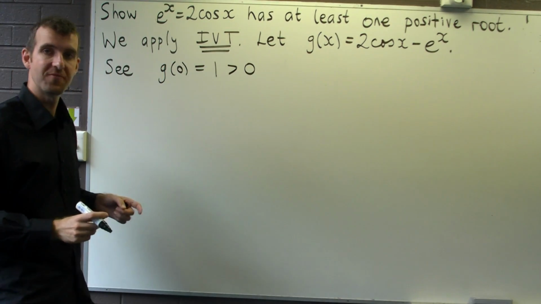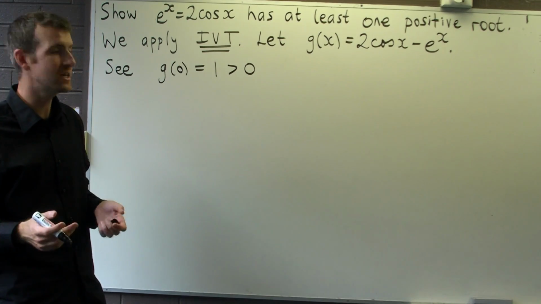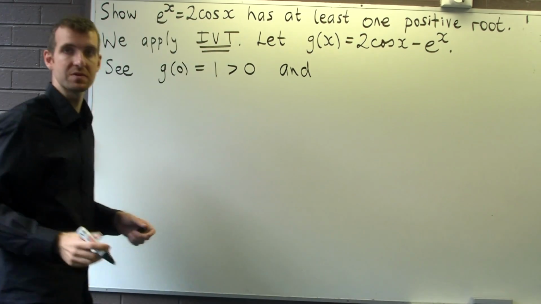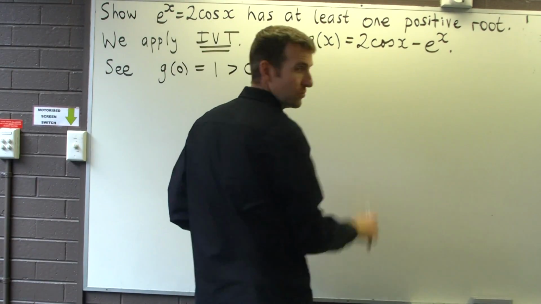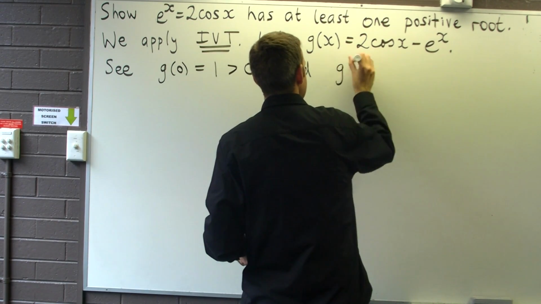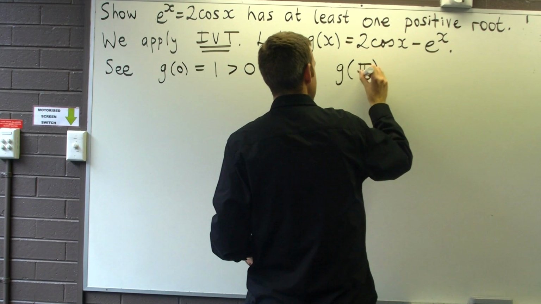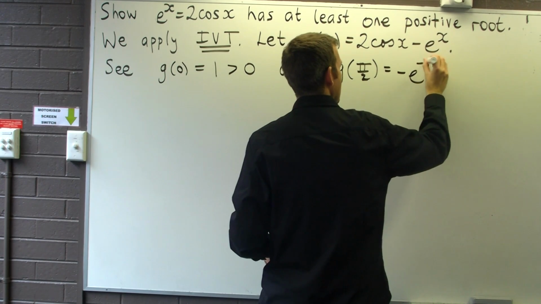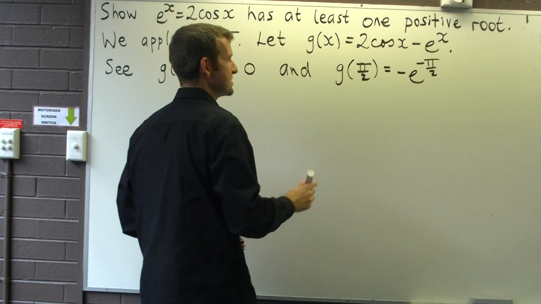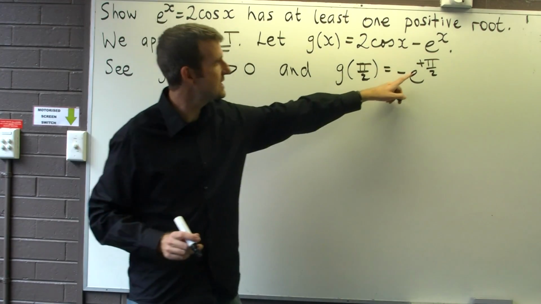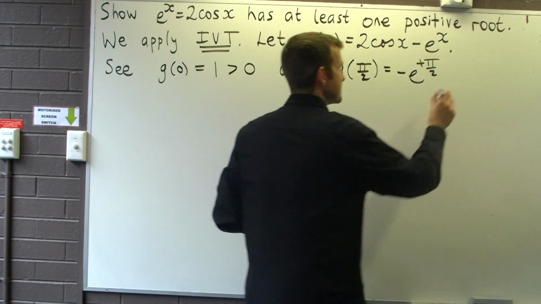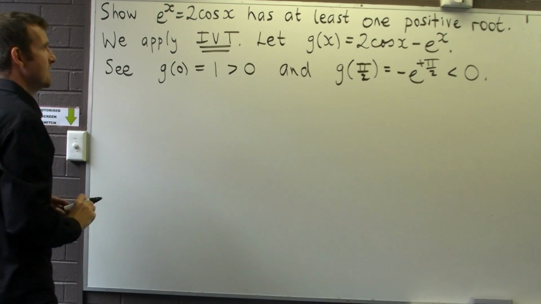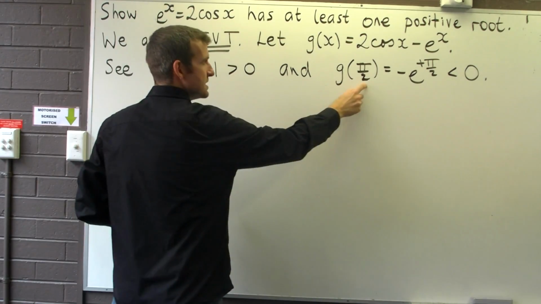So now I want to find another point that makes g negative. And I'm going to choose x equals pi on 2. Why? Because the first term is just 0. So if I choose pi on 2, I get minus, oh, it should be a plus, minus e to the pi on 2, which is of course negative. Okay, so let's consider the interval 0 to pi on 2.